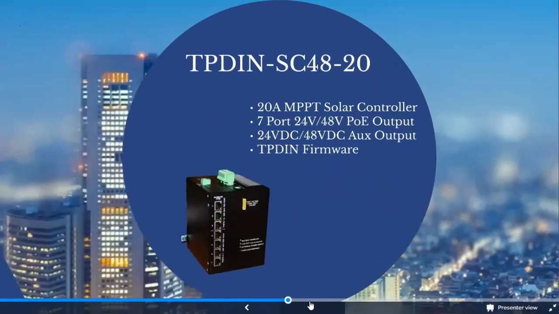Now this is a 3-in-1 device. This is a 20 amp MPPT controller, 7-port switch, which each port can be configured at 24 volt or 48 volt PoE out. Also has a 24 volt or 48 volt DC auxiliary output, and it has our TPDN firmware built into it. I will cover the firmware in just a little bit.